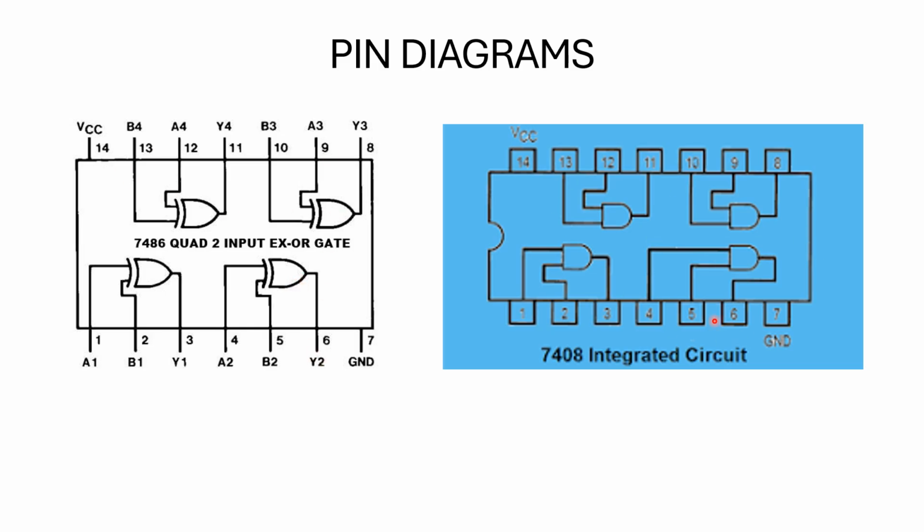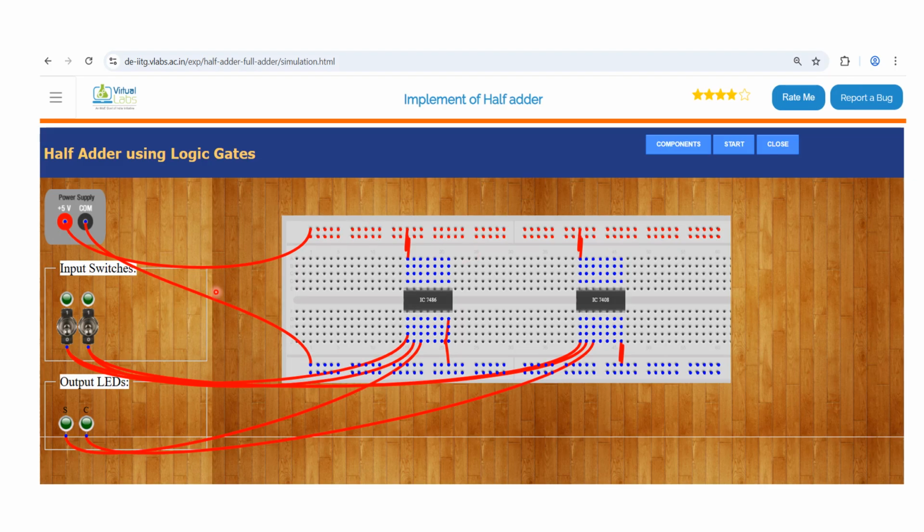In the same way, this is an AND gate, the 7408. So 1, 2 can be given as input and 3 can be taken as output. The 7th pin is connected to ground and the 14th pin is connected to VCC. Right. Now let us see how to give connections.